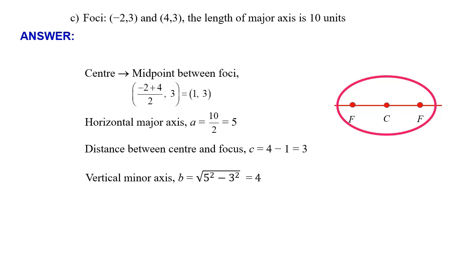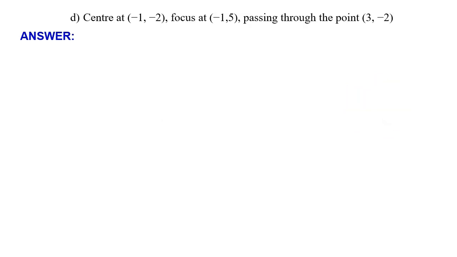After we obtain the values of a, b, and the center, we can write down the equation of the ellipse. So the equation of our ellipse would be (x minus 1) squared over 5 squared, 25, and then (y minus 3) squared over 4 squared, that is 16, equals 1. Then lastly, next for question D.